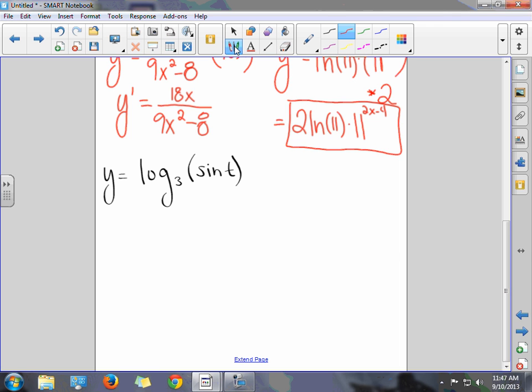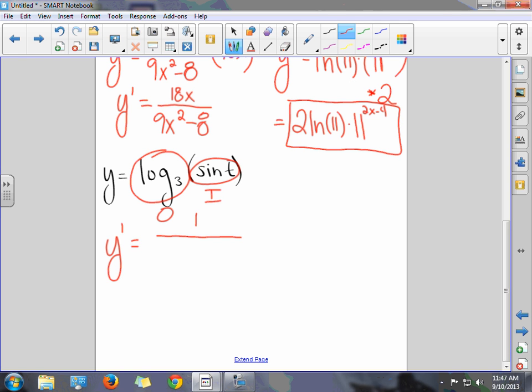Okay, so last example. I have a log base 3, so I'm going to have to use that rule for logs of different bases. And I have an inner function, right? There's my inner. Here's my outer. So let's find the derivative of the outer. This is going to be 1 over, and it's usually the natural log of the base times x.